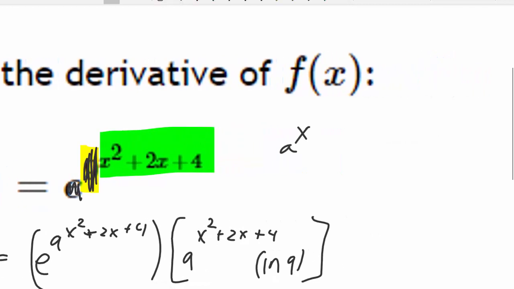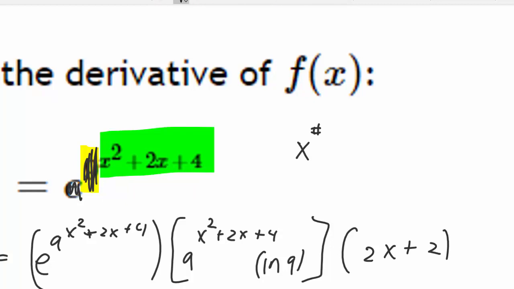X squared plus 2x plus 4. What kind of function is this? This is variable to a number, so that's a power rule. So now times 2x plus 2 plus 0, and then we don't really need the plus 0. All right, hope that helps.